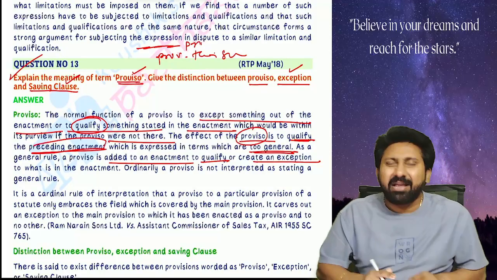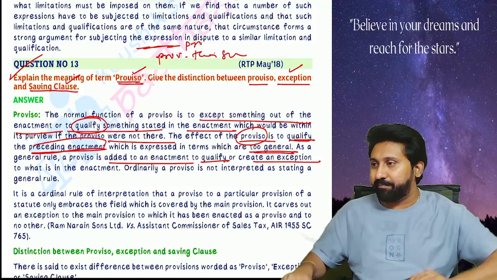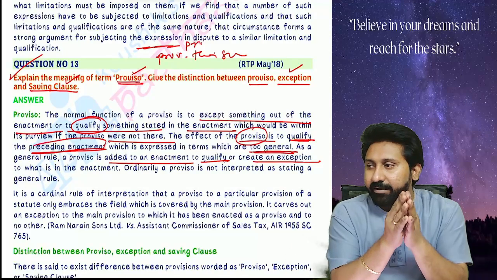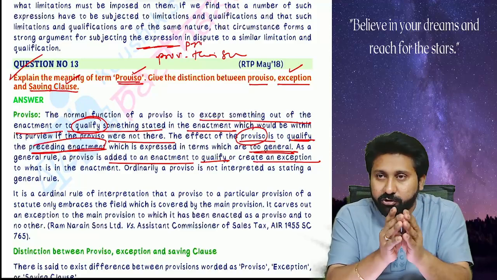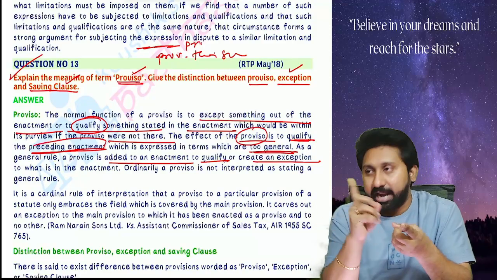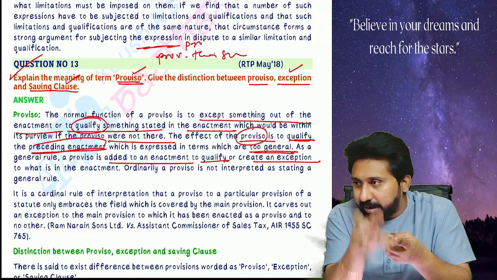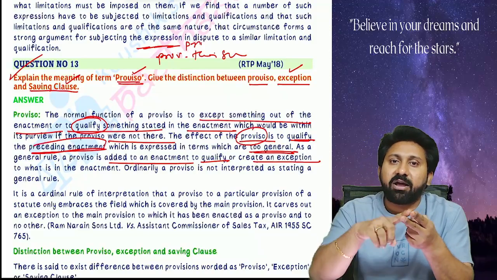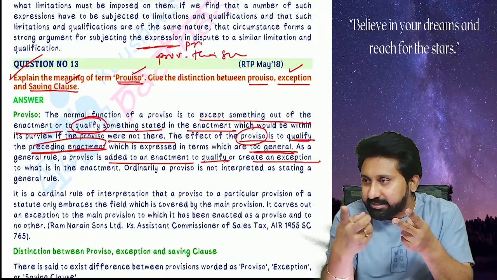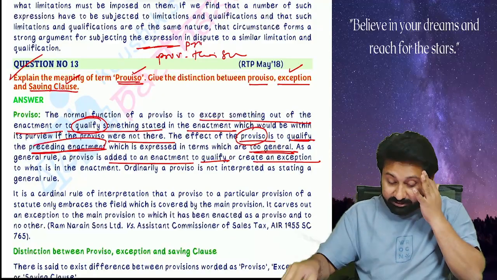As a general rule, a proviso is added to an enactment to qualify it or to create an exception. They are repeatedly using the same thing. In simple language, listen: if the question comes in the exam, the point you have to write about a proviso is this. Normally, the purpose of a proviso is to except something from the enactment or to qualify something already stated in the enactment. Number one, the effect of the proviso is to qualify or to except the preceding enactment. The preceding enactment is the concept.